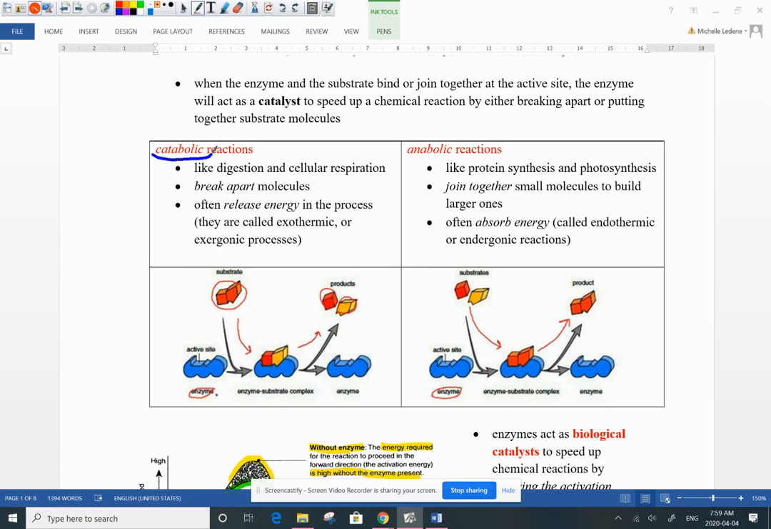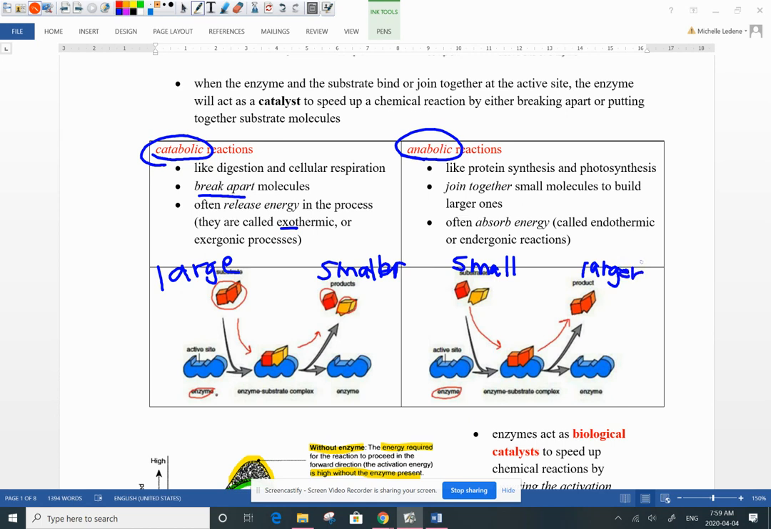So there's two major classes or types of reactions, and those are catabolic versus anabolic. Either you're breaking apart molecules, you take a large molecule, a large substrate, and you break it down into two smaller products. And examples of that is like in digestion and cell respiration, and typically energy is released, exothermic or exergonic. Anabolic, on the other hand, is where you have two small substrates and they come together, and then the enzyme catalyzes and it makes a larger product.